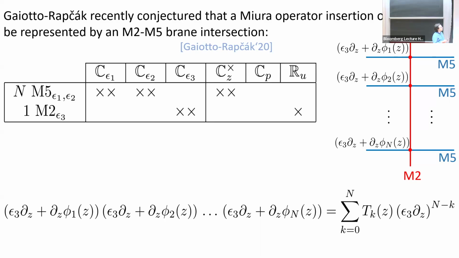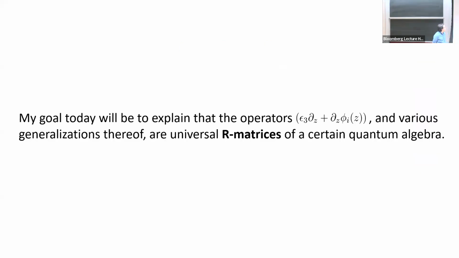What evidence did they give? They made various checks. You can consider various brane configurations and compute various protected quantities, and there are a lot of consistency checks of this proposal. But I'll explain in detail exactly how we can get there.